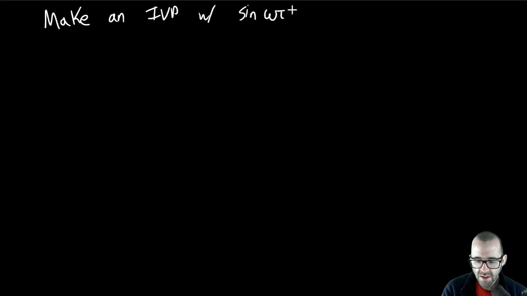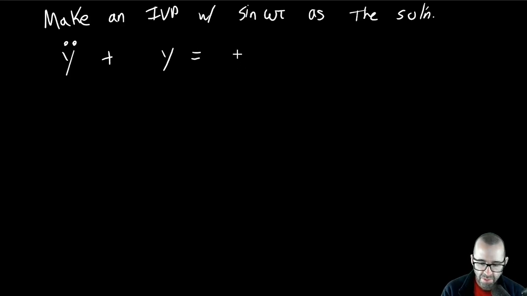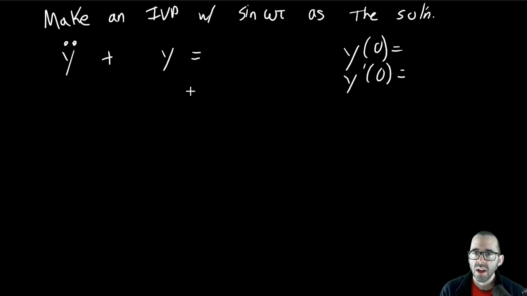So what we're going to do is make an initial value problem with sine of omega t as a solution. And then we'll just take the Laplace transform of both sides and solve for what we want. Okay, so how do we do that? Well, we know sine of omega t is going to be a solution to an undamped harmonic oscillator. So it's going to look something like, and leave some blanks here, y double dot plus something times y is going to equal something, and we'll need the initial condition to be something for both. Now, what does it need to be?